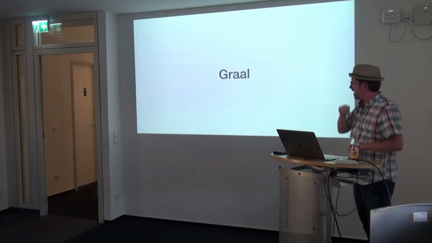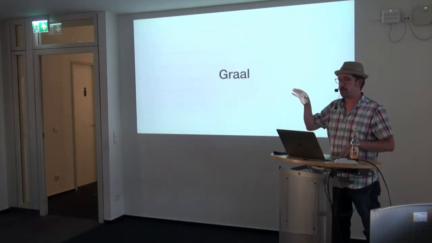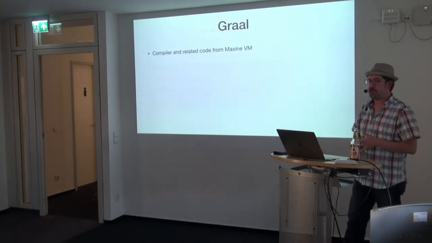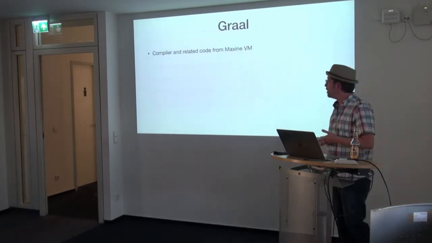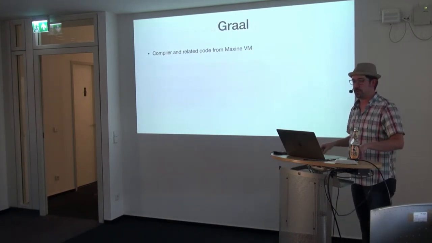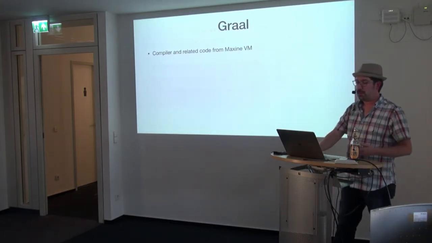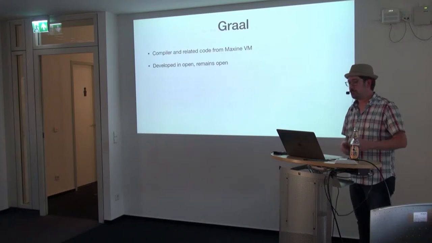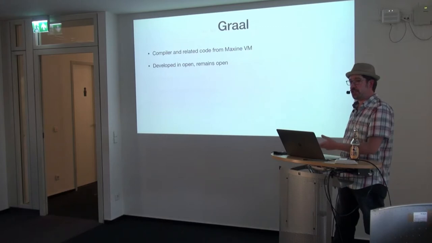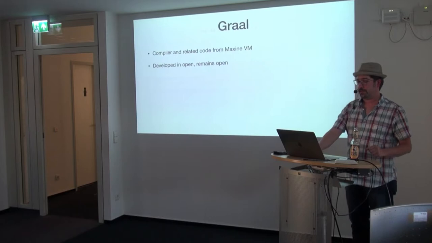All right, I've mentioned Graal a bunch of times because I'm super excited about this project. Anybody familiar with Graal or played with it yet? Okay, there's a couple folks that know some about it. So Graal was originally the JIT compiler and some related code that came out of the Maxine VM, that Java in Java that Sun Labs worked on. Because Maxine initially was developed in the open, Graal managed to stay open. It was never wrapped up into a closed source project. So we now have a pure Java JIT of very high quality and fully open source that we can play around with and tweak if we want to.